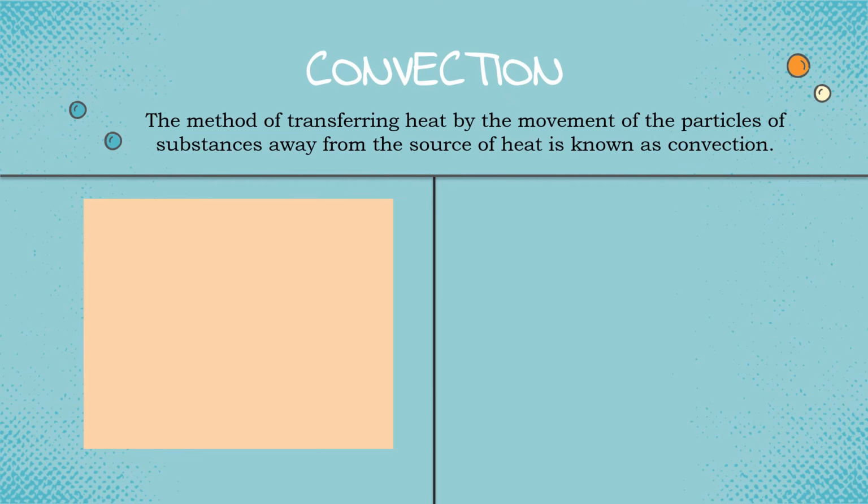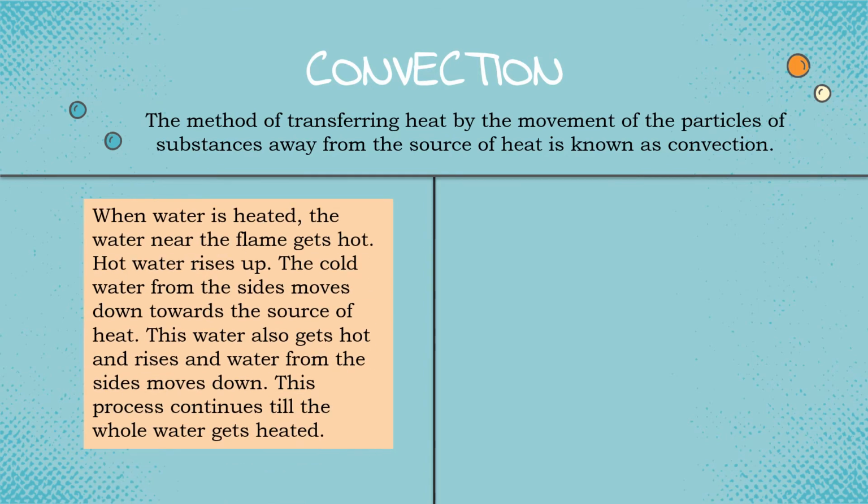Convection is the method of transferring heat by the movement of particles of substances away from the source of heat. So when water is heated, the water near the flame gets hot, and hot water rises up. The cold water from the sides moves down towards the source of the heat. This water also gets hot and rises, and water from the sides moves down. This process continues till the whole water gets heated.